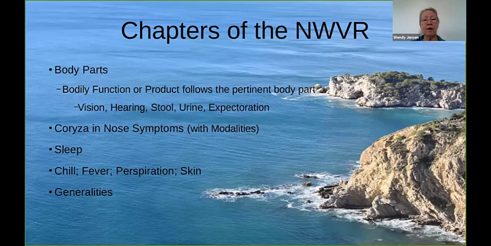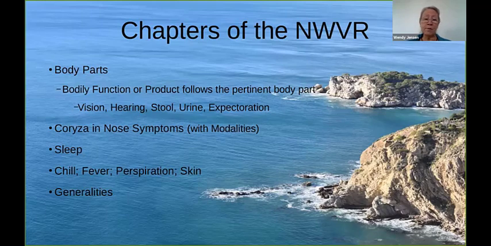So let me just go over the organization of the new repertory. This slide shows that we start out with the body parts. Often after the body part, you'll have the function of that body part or the product that is issued from that body part. For example, after eyes, you'll find vision. A chapter after ears, you'll find hearing, and so forth. With the abdomen, the colon, and then you'll find stool. So it makes a lot of sense with how you can find the section that you need.